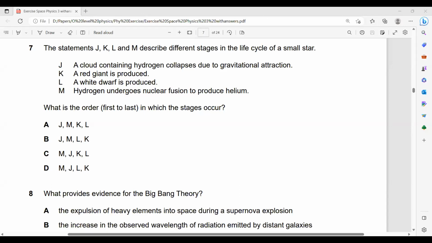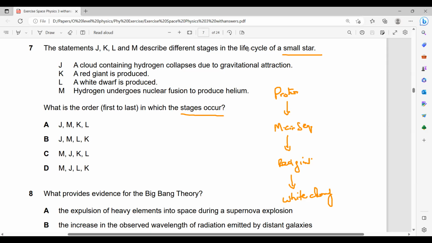So we have question 7. In question 7, we have J, K, L, and M describing different stages. What is the order of the stages, first to last, for a smaller star? So first we have a smaller star, so it will be a protostar. Then from a protostar, it will be a main sequence star. Then from a main sequence star, it will be a red giant. And from a red giant, a planetary nebula leads to the formation of a white dwarf. Sorry, by mistake I said supernova. So a white dwarf will be there. So this will be the sequence of the stages of the star.